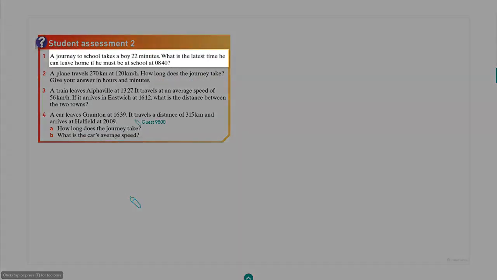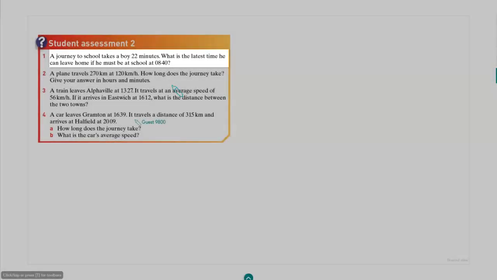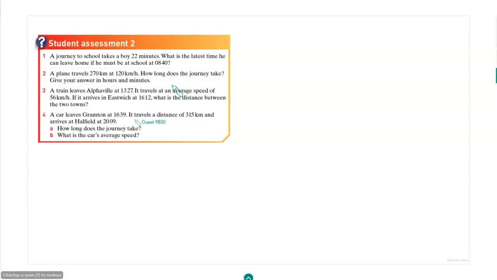Okay. Then what? The journey to school takes a boy 22 minutes. What is the latest time he can leave home if he must be at school at 8:40? So if he has to reach at 8:40, he has to leave 22 minutes before 8:40, right? So what is 22 minutes before 8:40? 8:40 minus 22. Very good. So the answer is 0818.